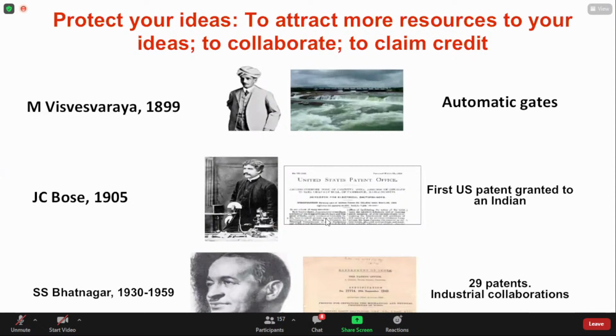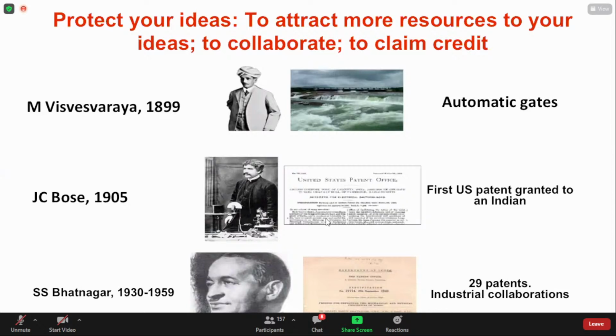So when that was possible then, or J.C. Bose, who's credited with the first US patent granted to an Indian, or Dr. Bhatnagar, the founder of the CSIR system, who had filed 29 patents, developed industrial collaborations, licensed them out, earned money for his Punjab University lab and ran it, right? That was possible then. I don't know why we lost steam somewhere in between.